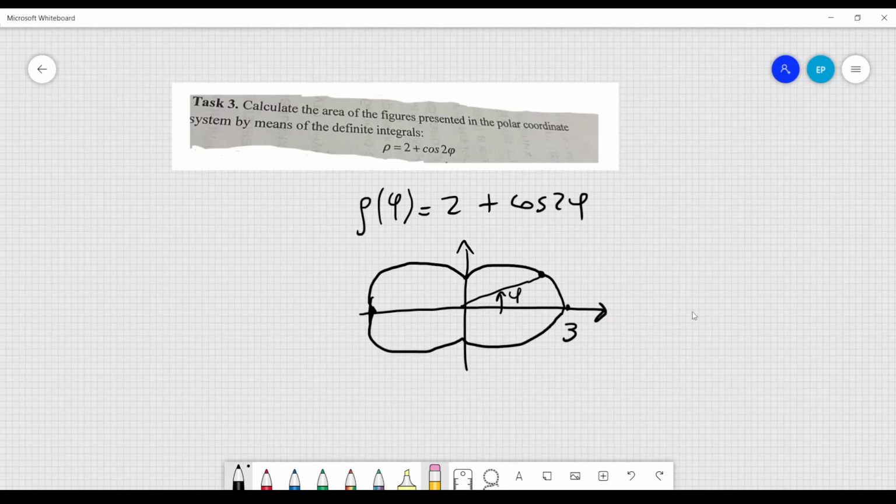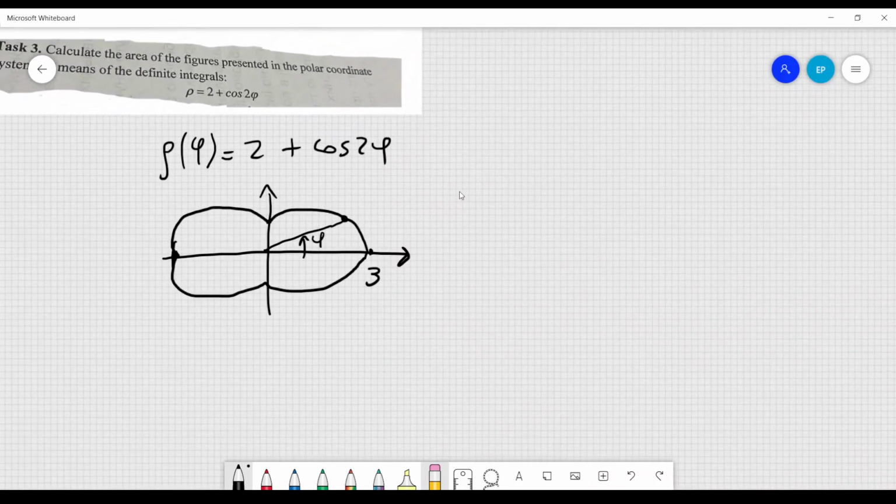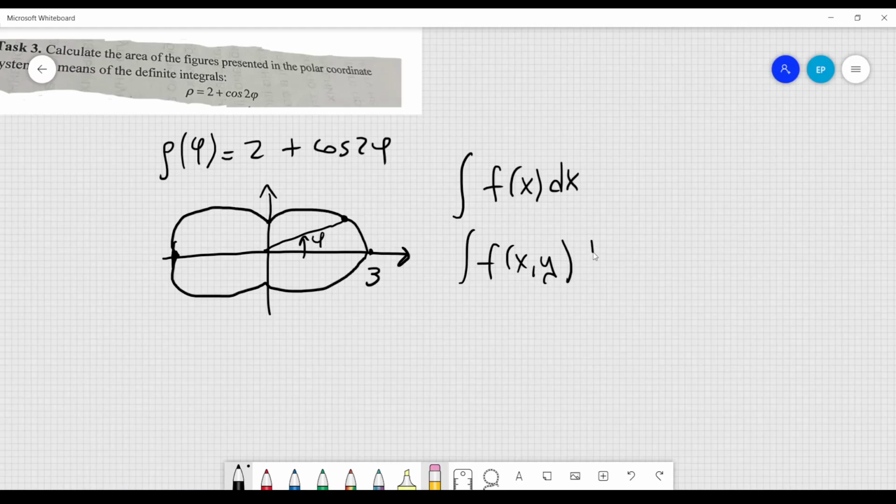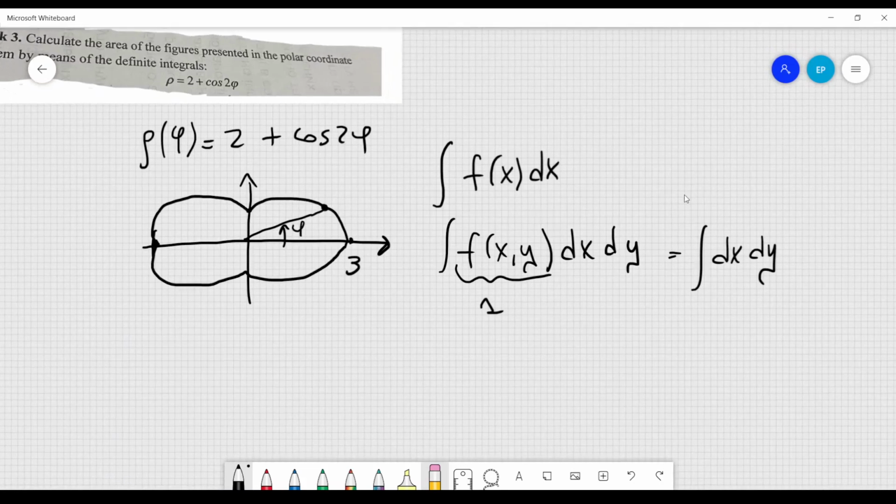And in order to calculate the area, we need to calculate a double integral. So we can calculate a double integral, for example, or just a simple integral. So in general, when I want to find an area of a function in 2 dimensions, I can either integrate a function f of x dx, or I can integrate a function f of x y dx dy, and this would be, in general, a volume. But if f of xy is equal to 1, then the integral dx dy can also be an area. This would be an area in 2 dimensions.